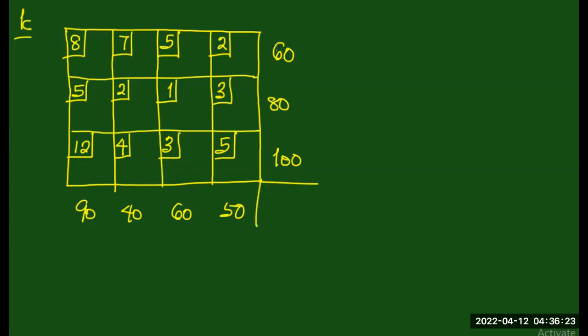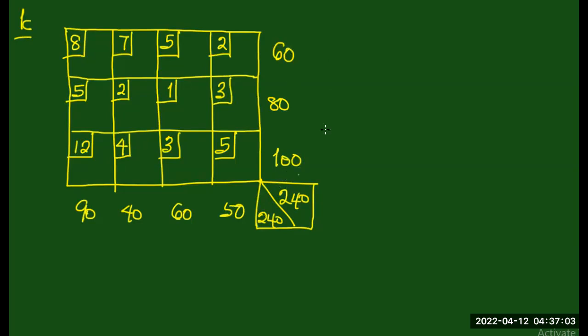So first of all, we need to check whether this problem is balanced, right? How do we check that? When you add 60 to 80 is 140, to 100 is 240. 90 plus 40 is 130, plus 60 is 190, plus 50 is 240. So first of all, you check to be sure that it's balanced. If it were not balanced, for instance, you had maybe 210 here, it means that you have to increase the number of columns.